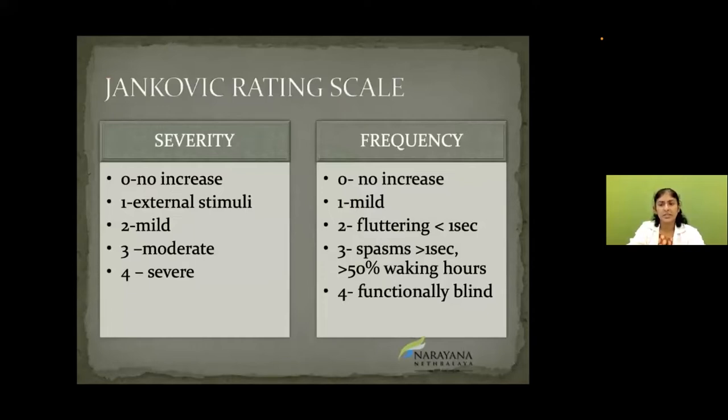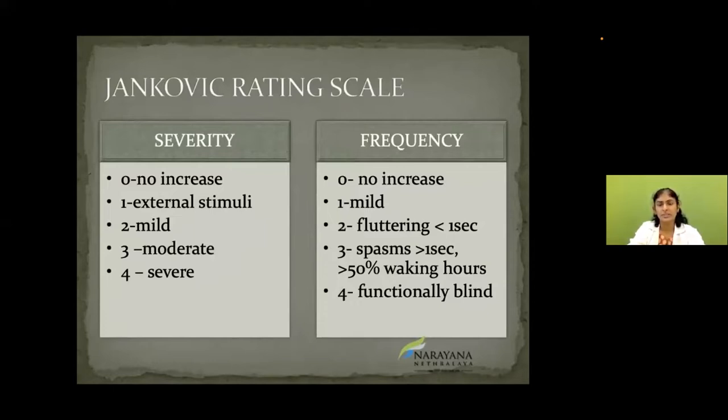It is divided into 2 sections. The first section grades the severity. 0 is no increase in blinking. 1 is increased blinking only on external stimuli. 2 is mild but spontaneous. 3 is moderate and mildly incapacitating. 4 is severe, incapacitating. The second section scores the frequency of blepharospasm.